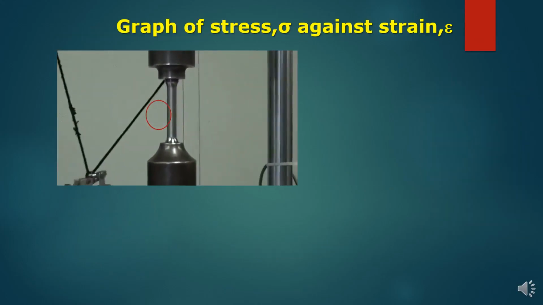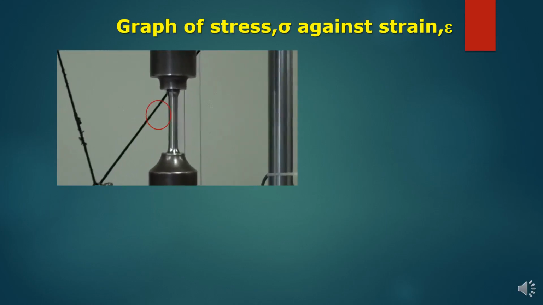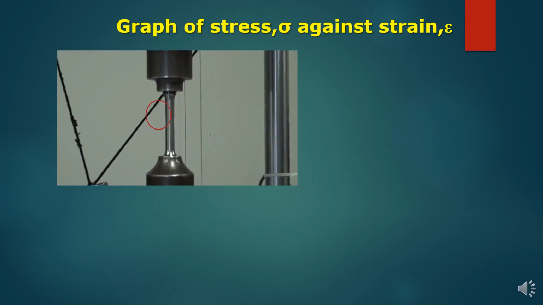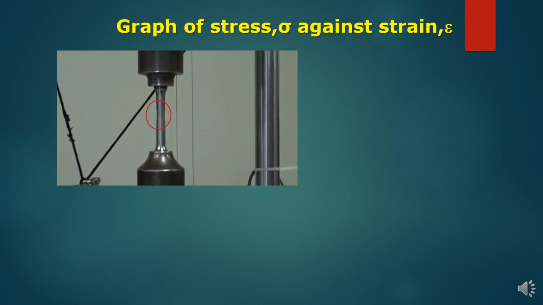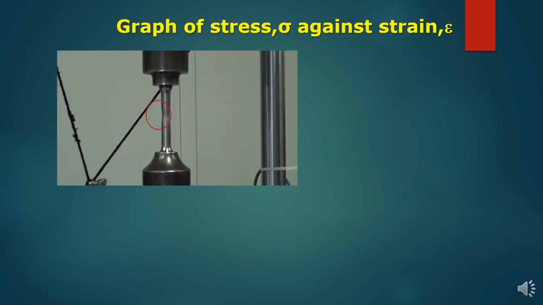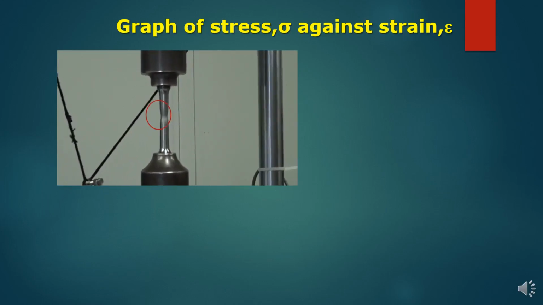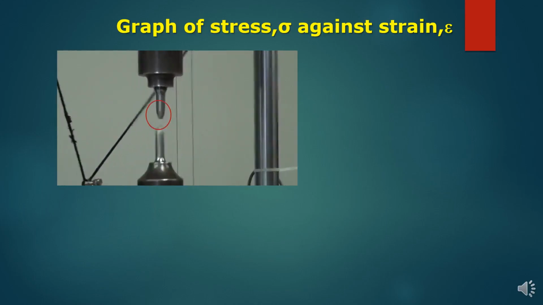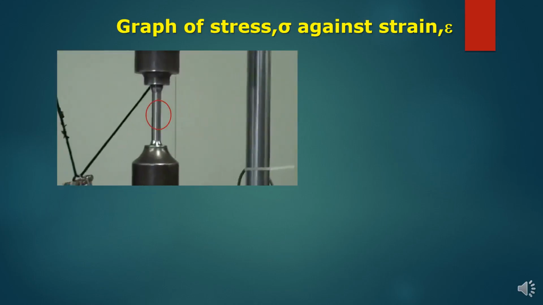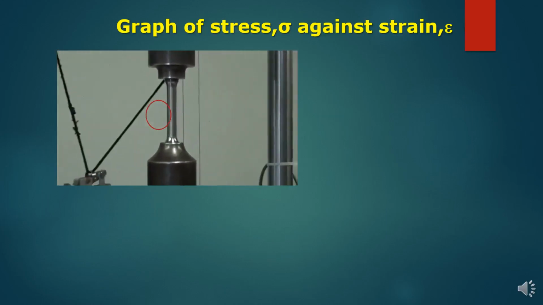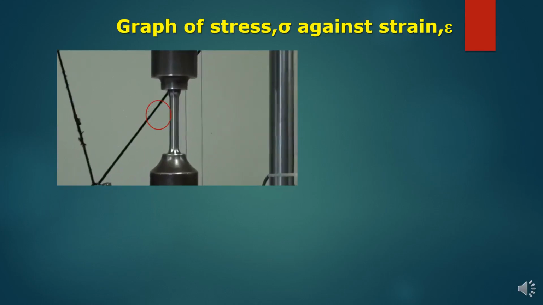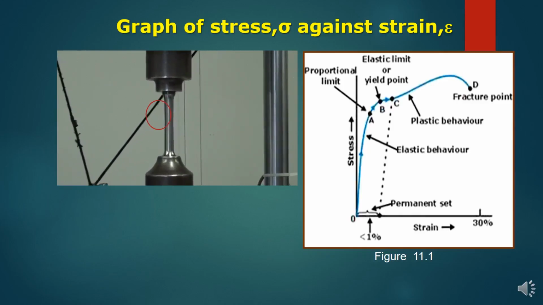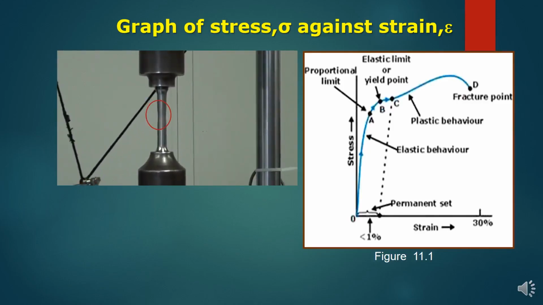The apparatus used to determine the Young modulus of a material may be used to investigate the behavior of a wire under increasing stress. Loads are added to stretch the wire, and the corresponding extension is measured until the wire breaks. The behavior of a steel wire can be deduced from the force versus extension graph or stress versus strain graph as shown in figure 11.1.